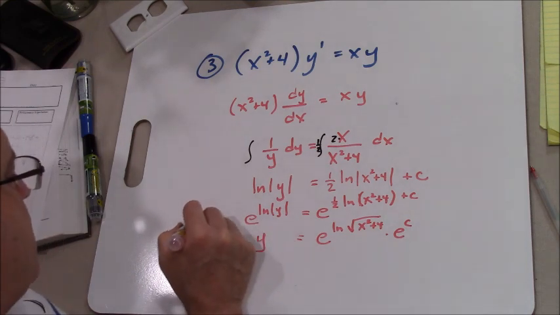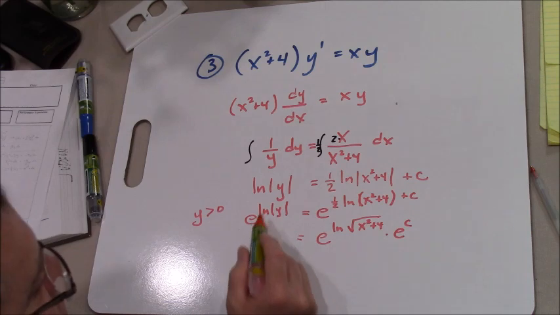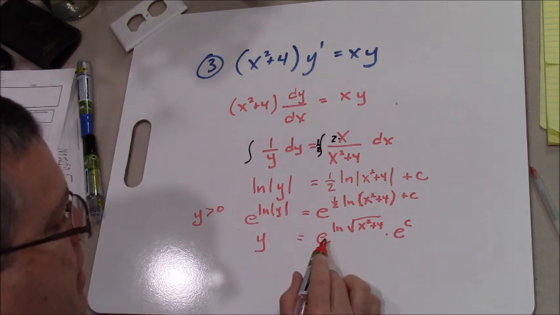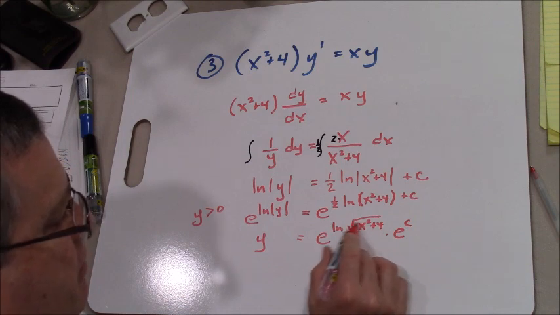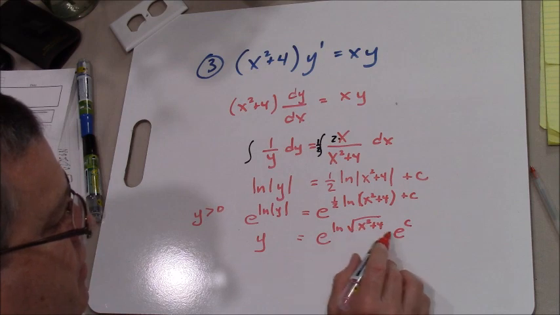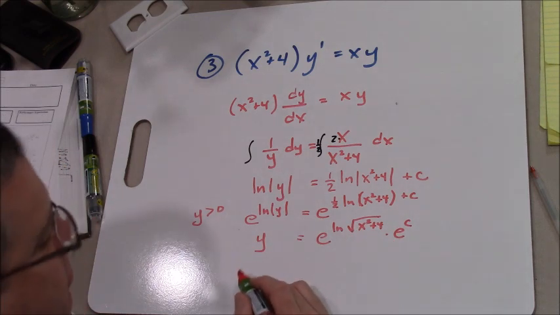I'm just going to make a little note out here. I want y to be greater than 0, so I'm not taking the natural log of a negative number. When I look at this, this has to be a positive number no matter what. e raised to a positive number is positive. This is positive no matter what, so y has to be a positive number.